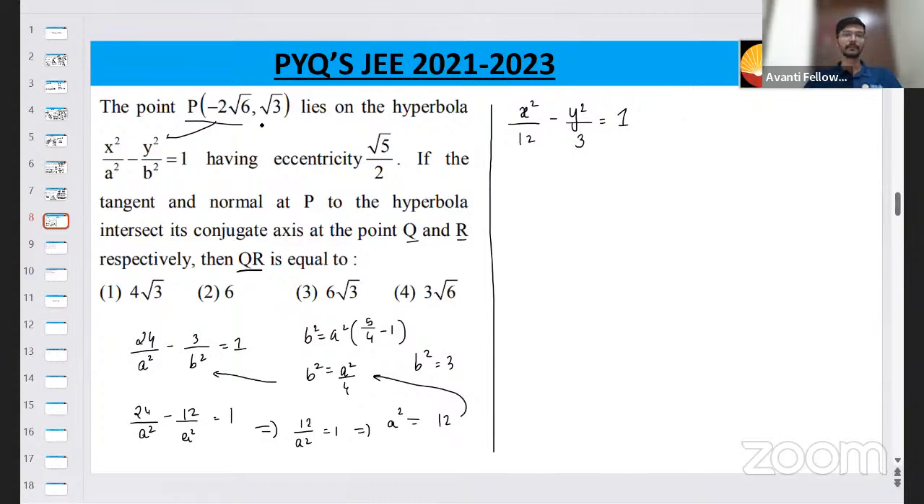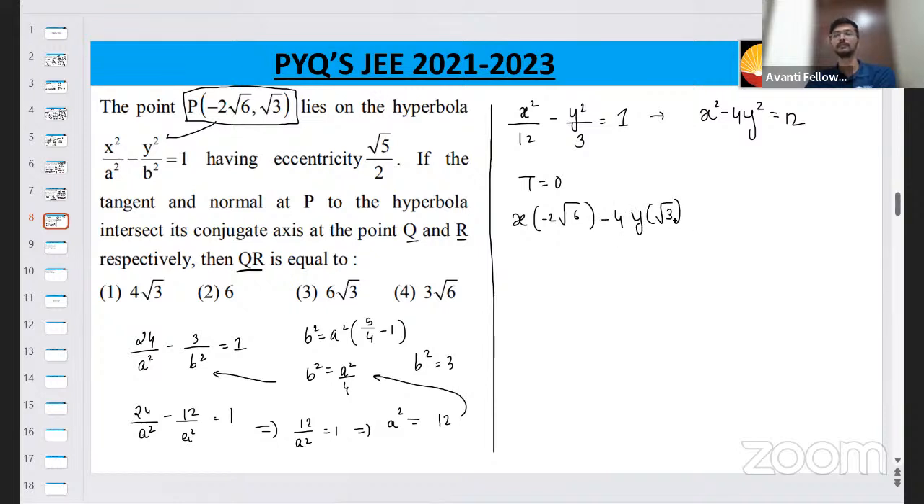Now at this point P, the tangent is drawn. So what is the equation of the tangent? T equals 0. Okay, so let us write this equation. x square minus 4y square after taking LCM equals 12. Right? So T equals 0 means x is replaced by x into 2 root 6 minus 4 y into y1 equals 12. So we can cancel out 2 first. So we get minus root 6x minus 2 root 3y equals 6.